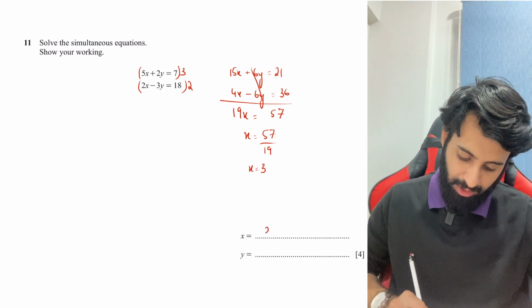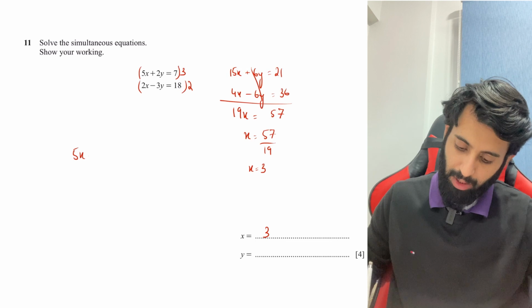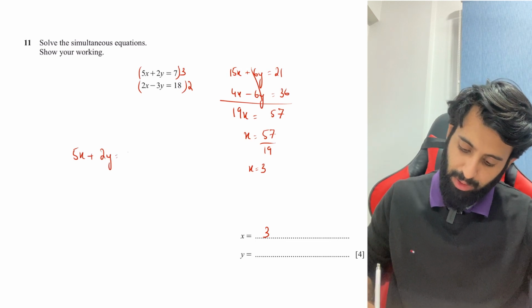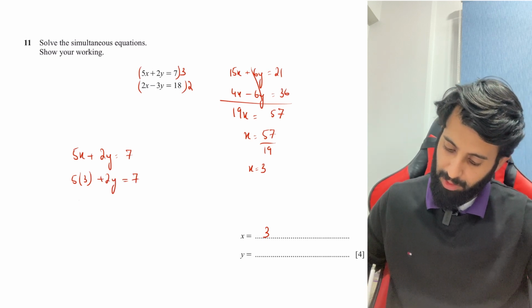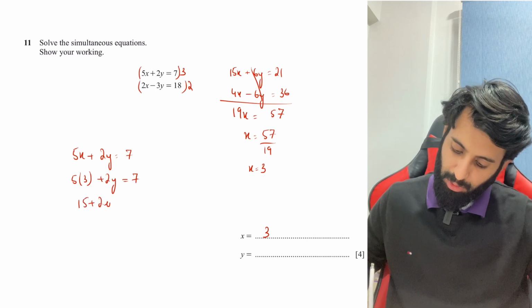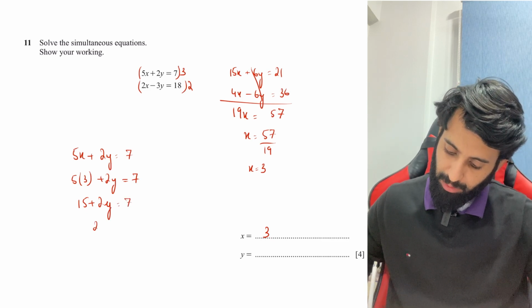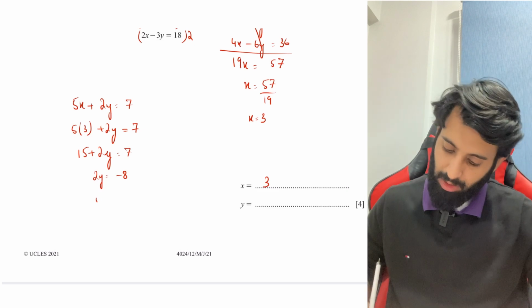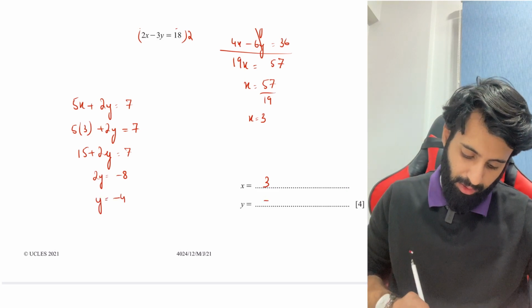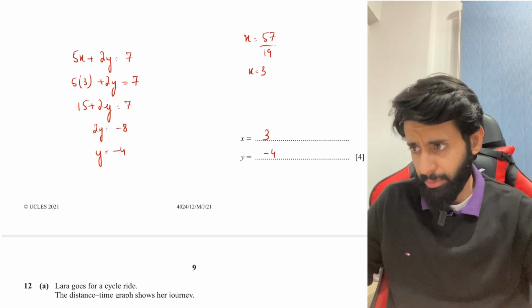Once you have the value of x, don't get carried away. You still have to find the value of y. So 5x plus 2y is equal to 7. In place of x, we plug in 3. So 5 times 3 plus 2y is equal to 7, which means 15 plus 2y is equal to 7, so 2y is equal to 7 minus 15, which is minus 8, and y is equal to minus 4. The value of y is minus 4, which is the correct answer.